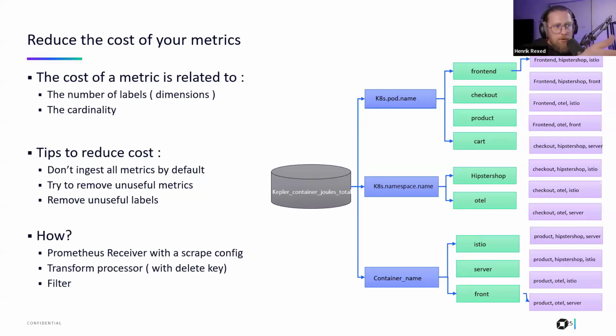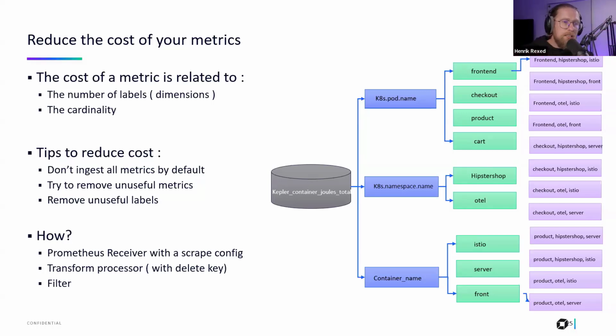But if I use, for example, Kepler has a process ID, and each container will have a process ID. So then the cardinality of the metrics produced will explode. I will have thousands of possible values for that label. And in the end, you can see all the combinations.